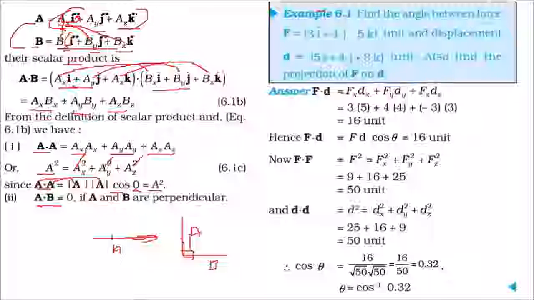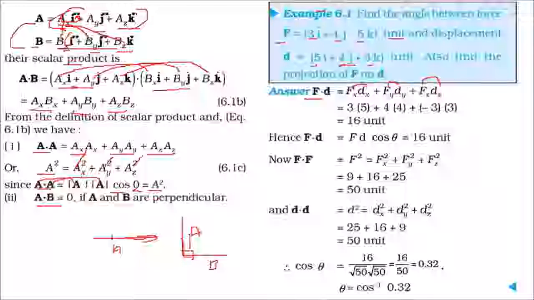One question is there: find the angle between force F, which is given in vector form, and displacement, which is given like this. Also find the projection of F on D. Projection of F on D is F cos theta, and it means F into D cos theta. So F dot D, because F and D are given. So let us find out first F dot D. F dot D gives you Fx dx plus Fy dy plus Fz dz. Take these values, 3 into 5, 4 into 4, 5 into 3.